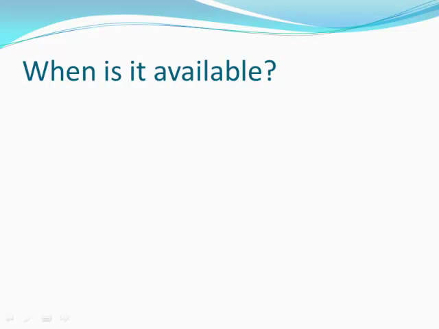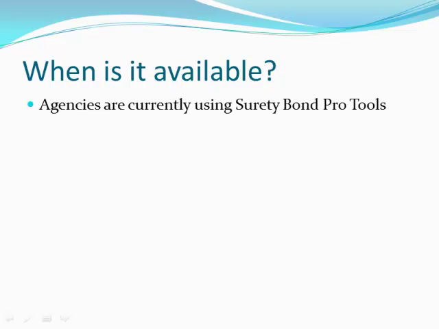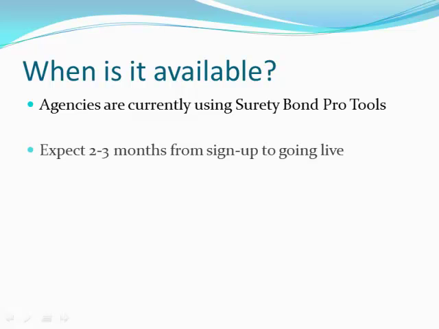So when is all of this available? We are already running on numerous agency websites and are in a constant process of setting up more. If you plan to sign up, expect a 2 to 3 month waiting time until you can go live. Keep in mind, we need to tailor the software to your unique agency's needs, and this takes time.